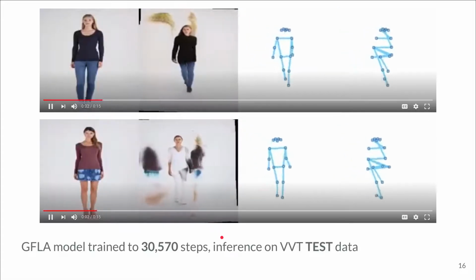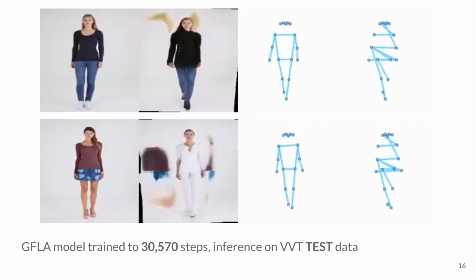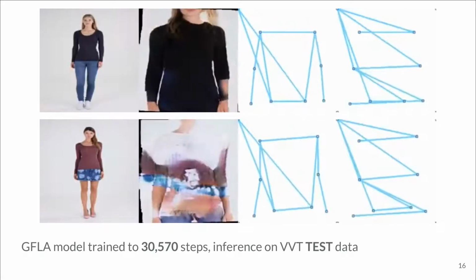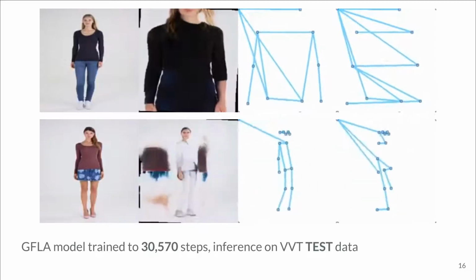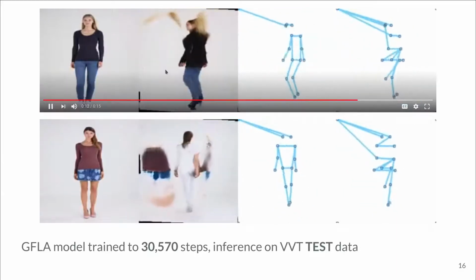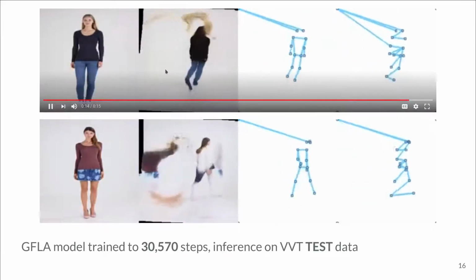At 30,000 steps, the model is roughly the same. On the test data set, we still have severe artifacts, although in this upper example, at least it's transferring the correct color for the clothing.